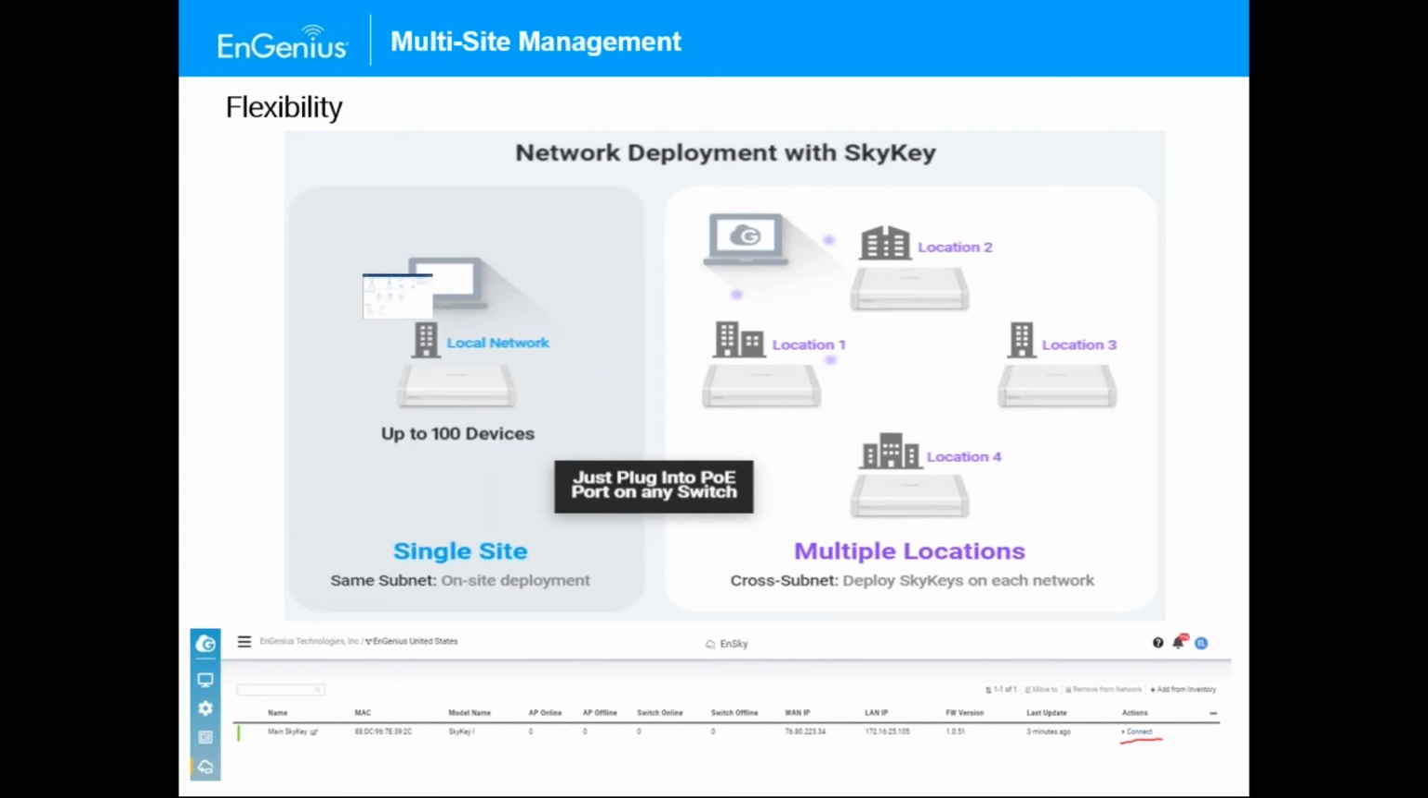So SkyKey is on-premise network management, giving full control over the managed network. But it can be accessible from our EnGenius cloud portal. So if you have multiple SkyKeys, you can register them into the cloud, and through the cloud you can access the SkyKey. But keep in mind, SkyKey can manage EnSky hardware. SkyKey cannot manage our EnGenius cloud hardware.